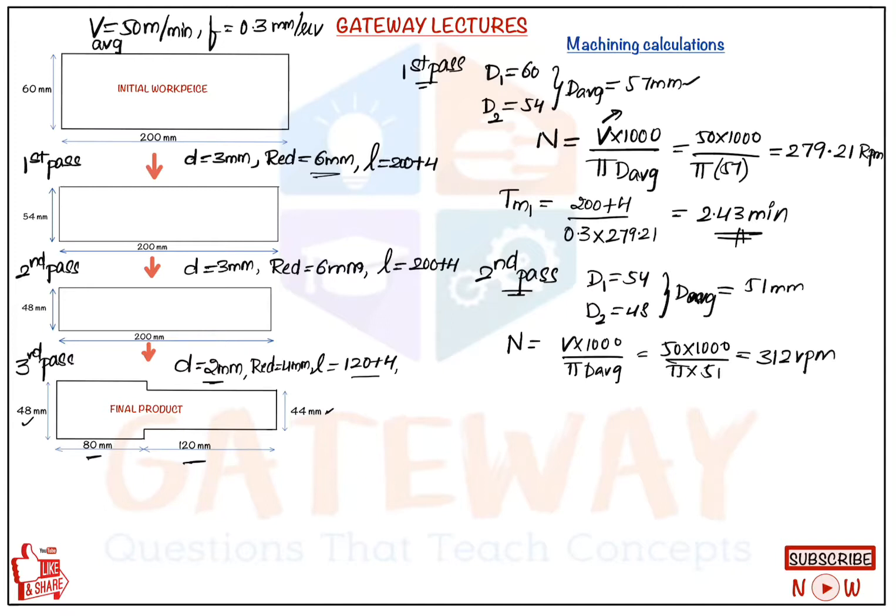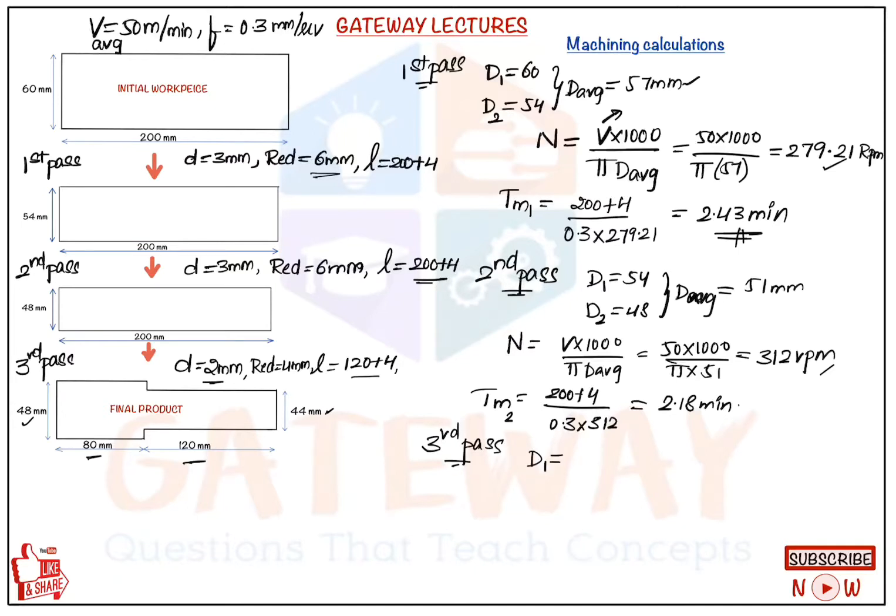If you observe, as the diameter is getting reduced, the RPM value will be increasing. So we got the RPM, and we will do the machining time calculation. Here we apply the total length: 200 plus 4 upon feed 0.3, which is fixed for all passes, into 312. From that we will get the machining time for the second pass, and that value we will get as 2.18 minutes.